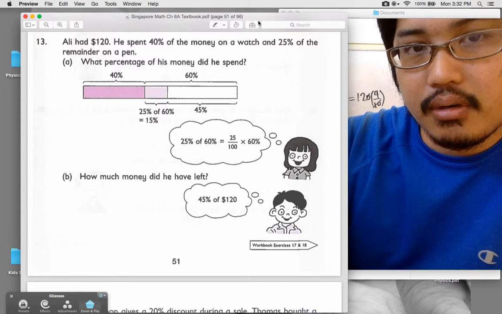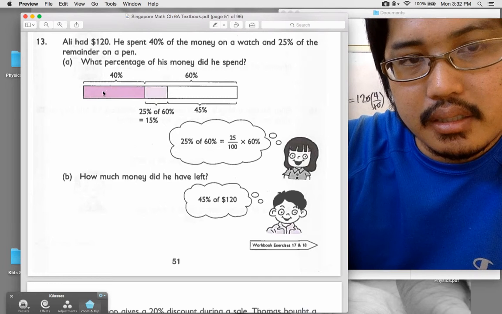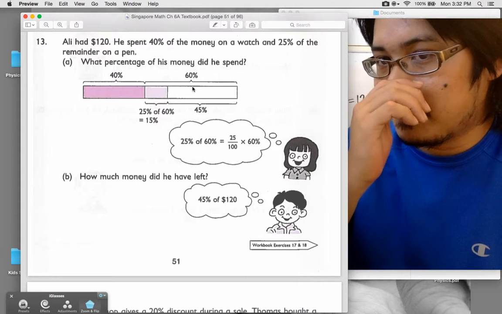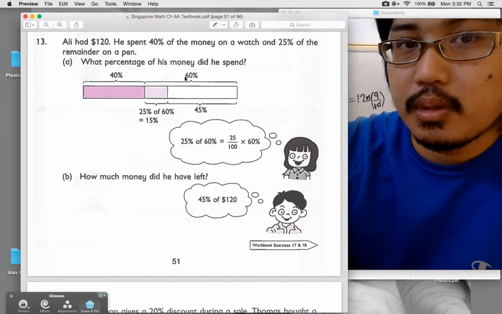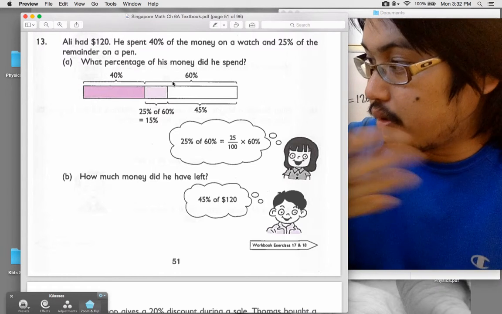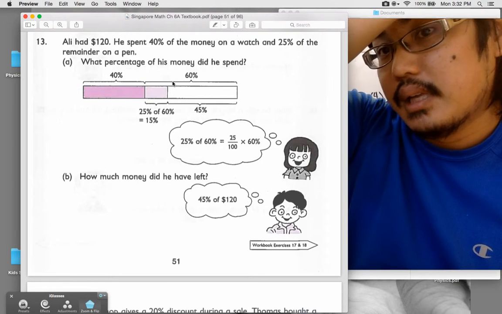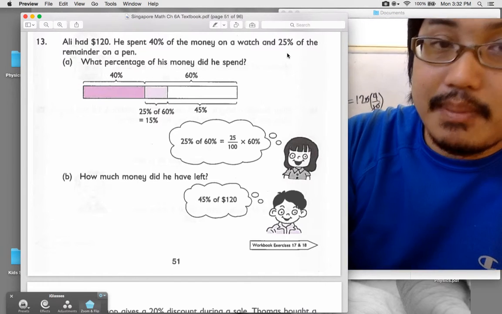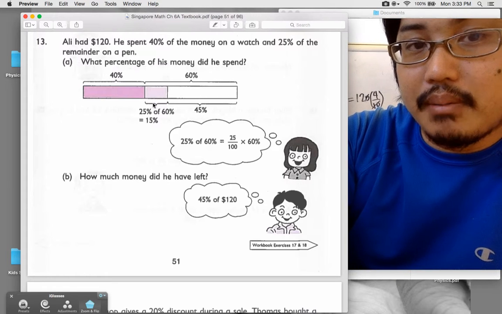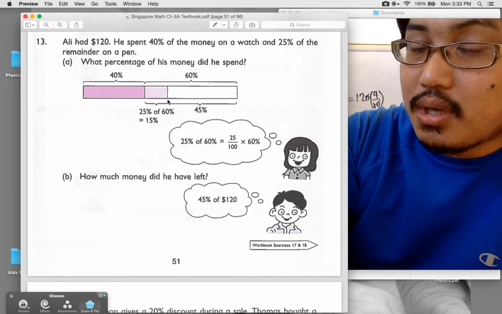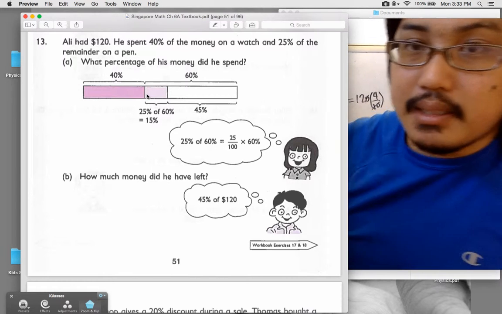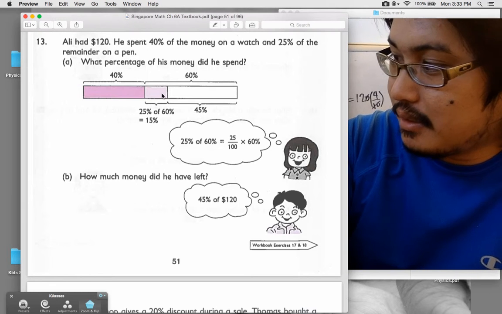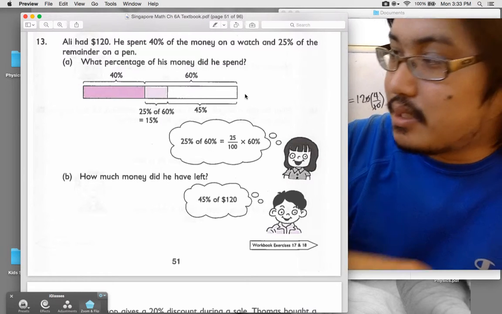So he spent 40% of his money here, right? And how much is left over? What percent of money is left over? 60, right? Because if he spent 40% of it, he has 60% of it left. If he spent a quarter of that, because that's another way of thinking about 25%, a quarter of that 60% would only mean 15%. So 40% is how much he spent on the watch. 15% is how much he spent on the pen. And 45% is how much he has left over.